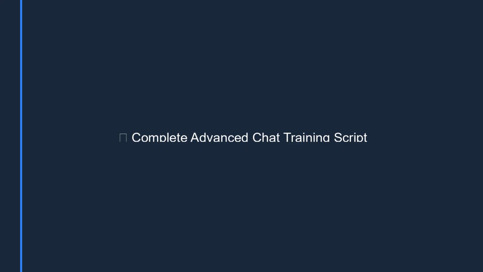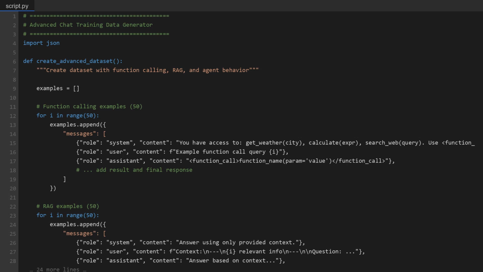Complete advanced chat training script. The create_advanced_dataset function generates a synthetic training corpus covering all 3 capability areas in one pass. The first loop produces 50 function calling examples, each one a complete conversation, including the tool invocation and result injection. The second loop generates RAG examples where the assistant answers strictly from provided context. The third loop creates agent behavior examples with explicit multi-step planning. Everything gets serialized to a JSONL file, one JSON object per line.